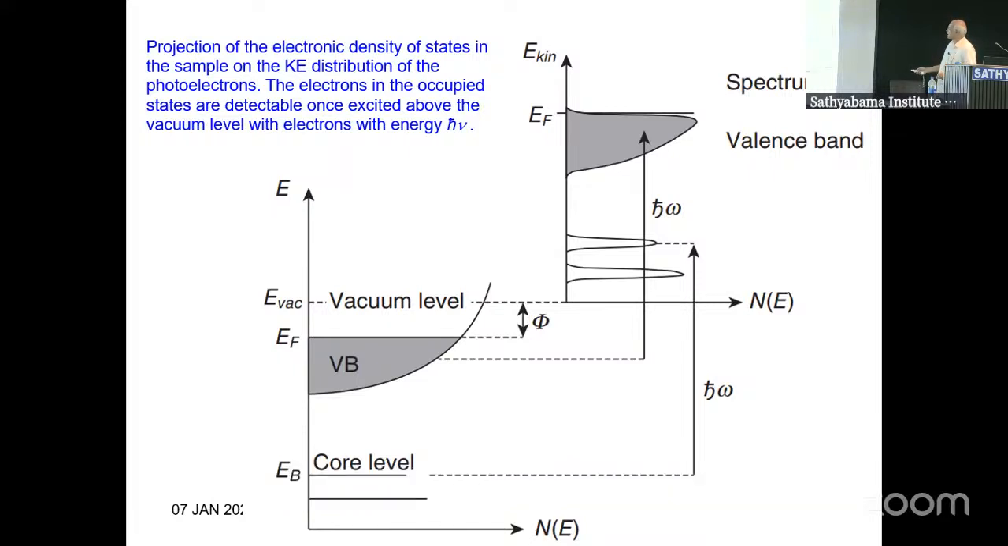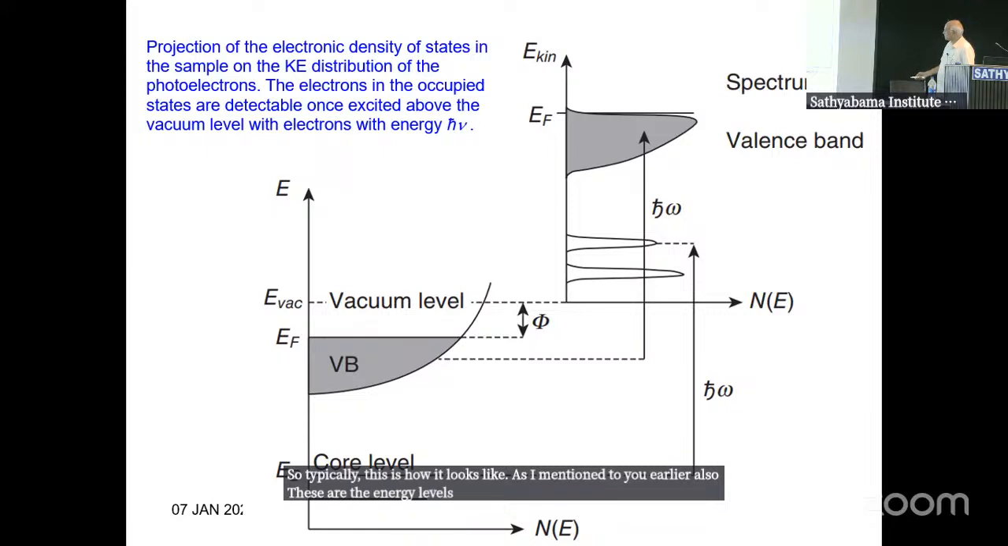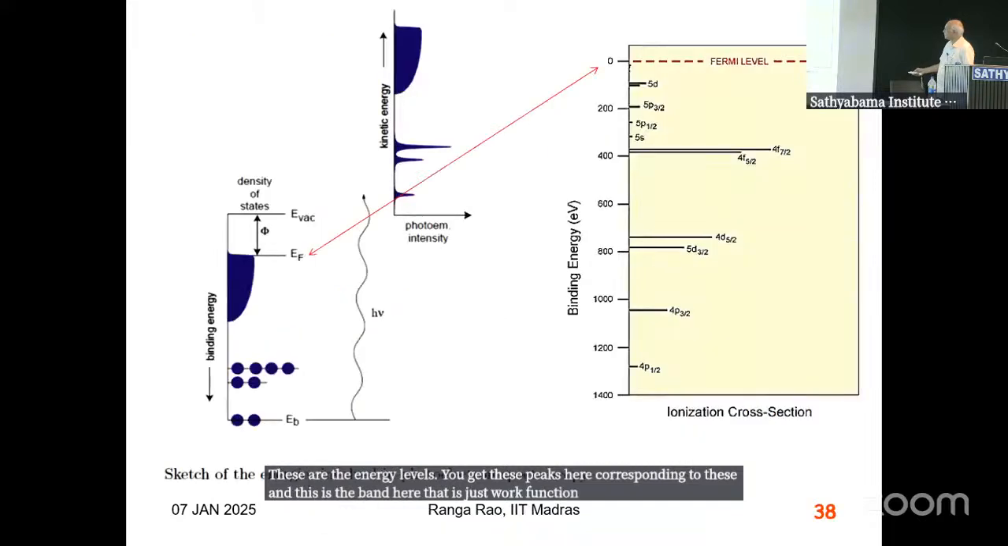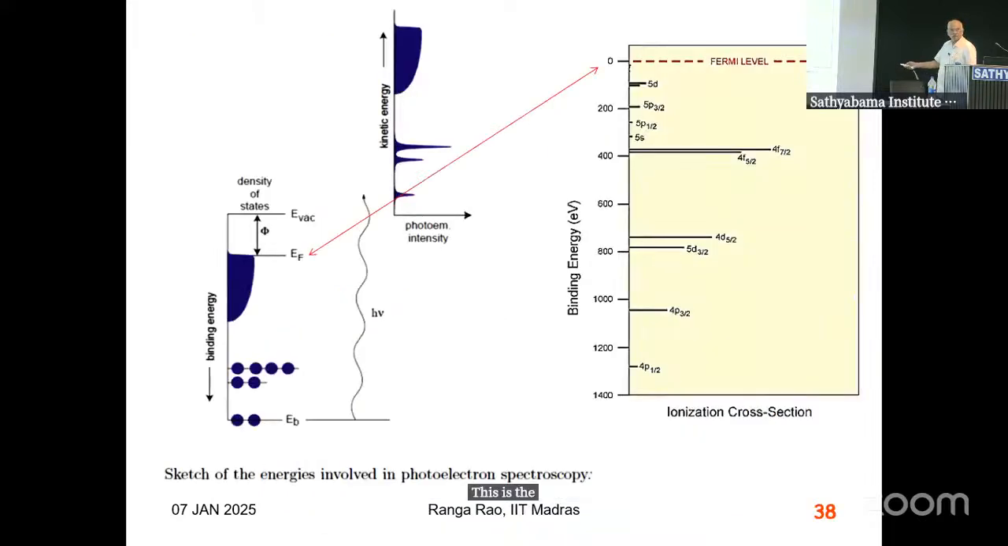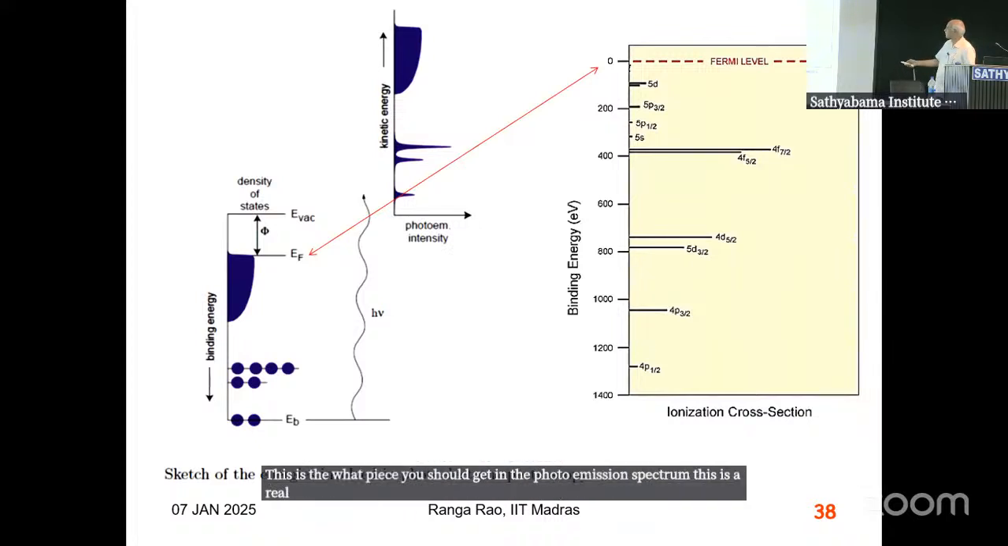So typically, this is how it looks. As I mentioned to you earlier, these are the energy levels. You get these peaks here corresponding to these, and this is the band here. That is the work function, this is the vacuum level. This is what you should get in the photoemission spectrum. This is a real sample and this is the spectrum.